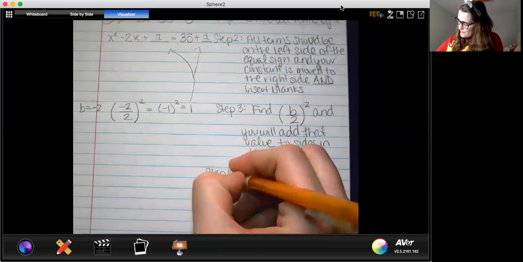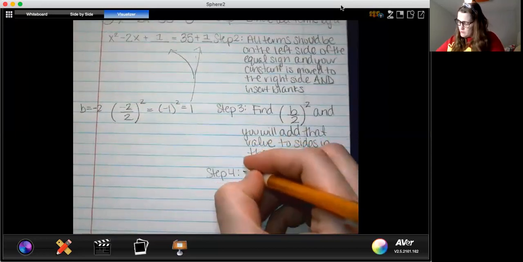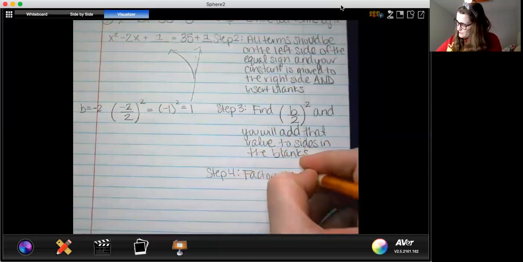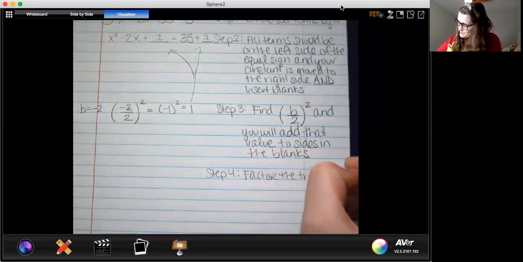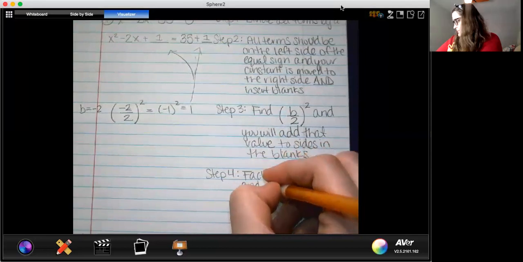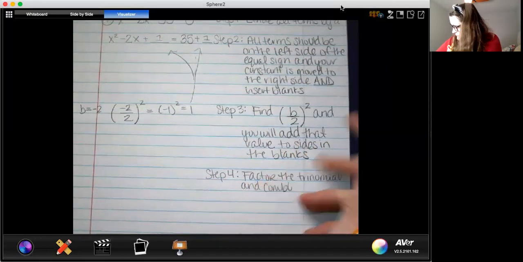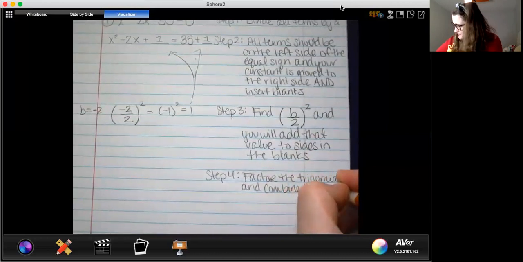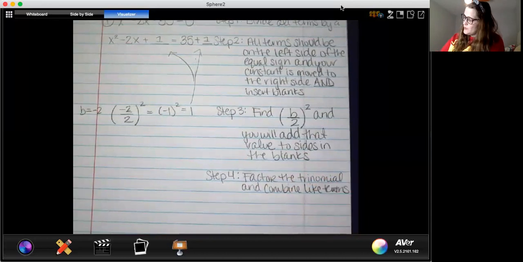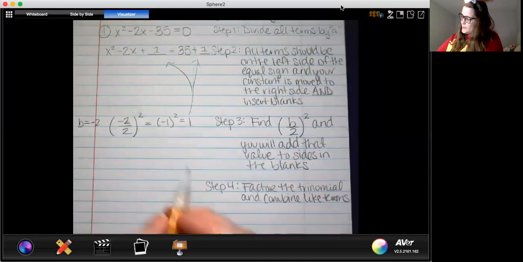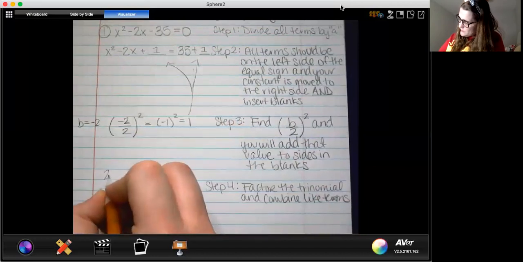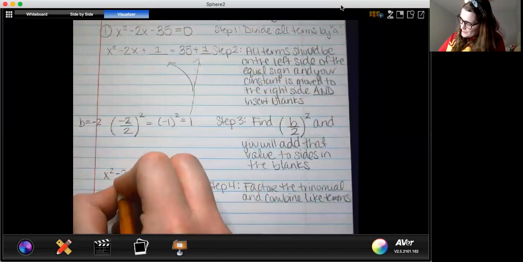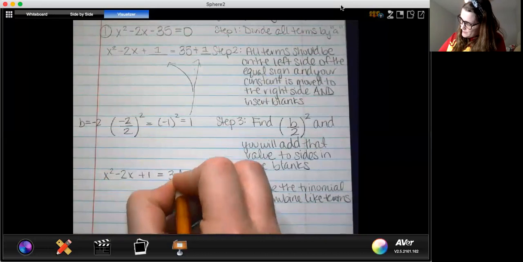Step 4, you're going to factor the trinomial and combine like terms. I'm going to rewrite this down here. Let's try this again. X squared minus 2x plus 1 equals 35 plus 1.